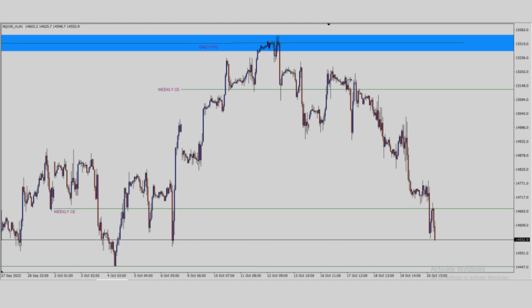Once you're able to do this particular top-down analysis, this is when all these sessions and kill zones and the ICT silver bullet actually come into play and actually make sense. But without going through this process of top-down analysis, that won't be possible.